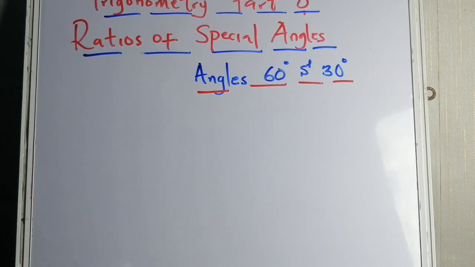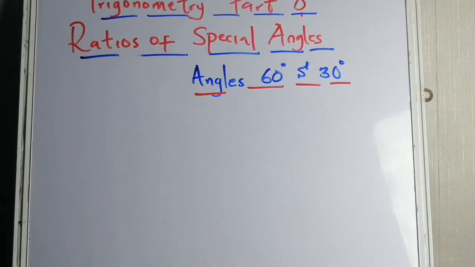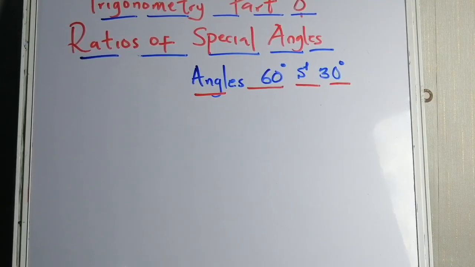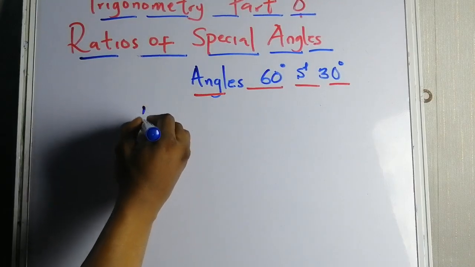Hello guys, this is Trigonometry part 8. So we want to continue with the angle 60. We've been able to derive that already, so we don't waste much time on that one.